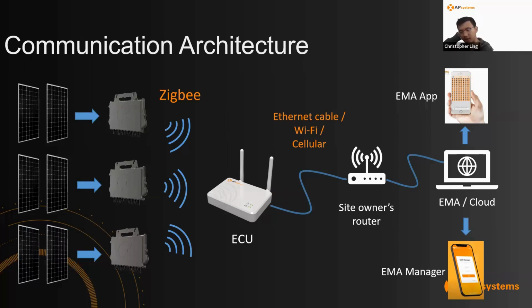From a network connection perspective, you can either use an Ethernet cable or a Wi-Fi connection. Cellular is possible if you have a cellular router, and that can be a way to achieve communication and remote monitoring through cellular. And then you can use the EMA Manager app, which is the app used for installers, or the EMA app, which is the app for homeowners to access the data on the system.